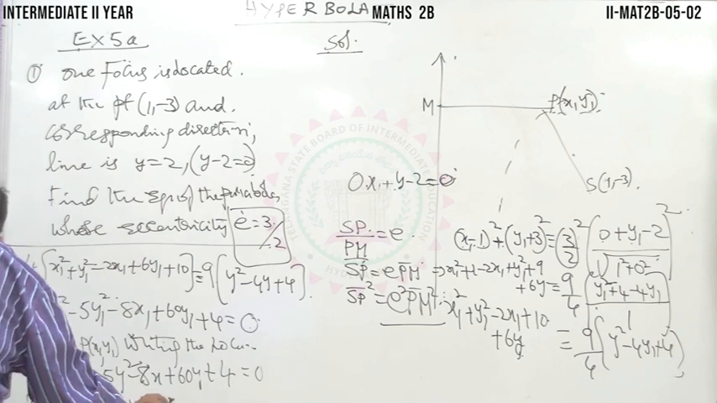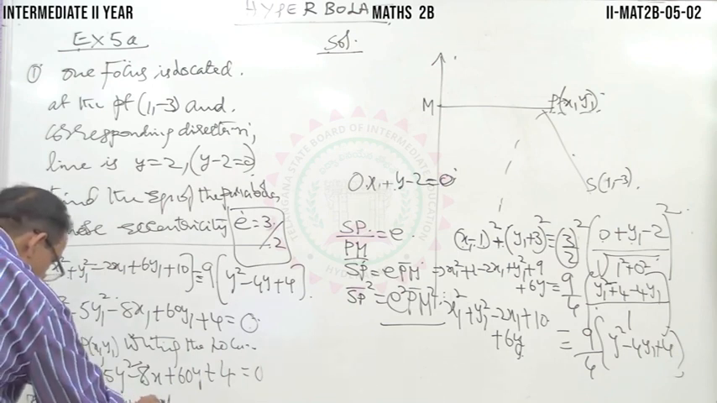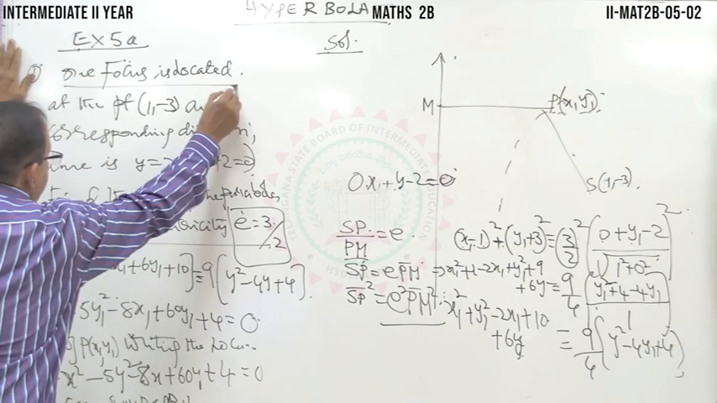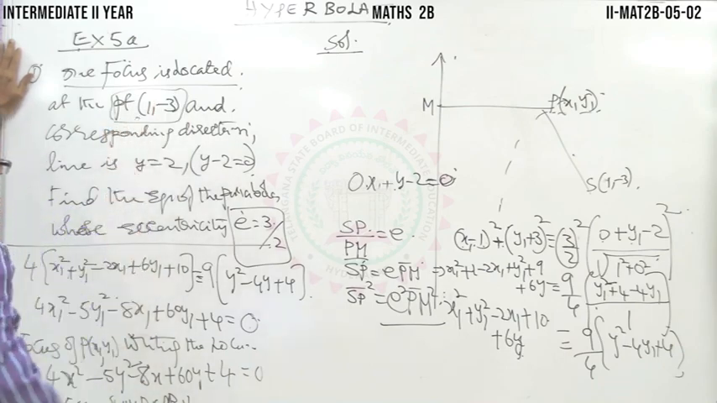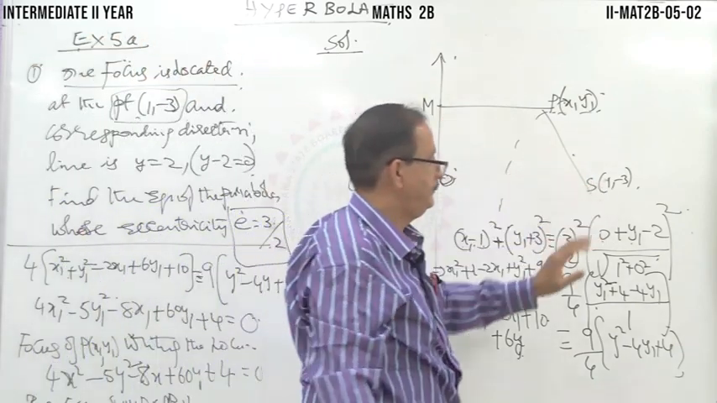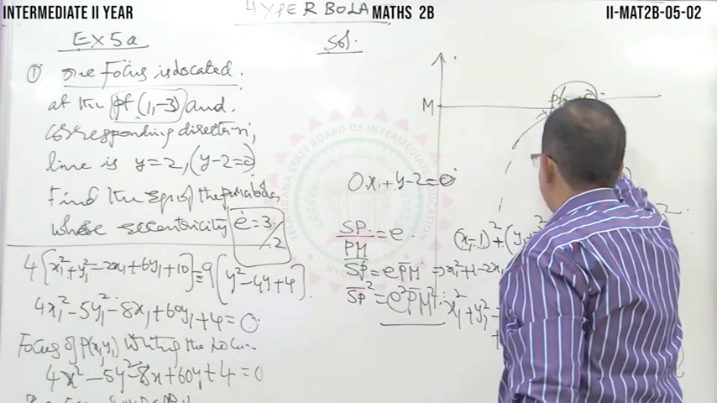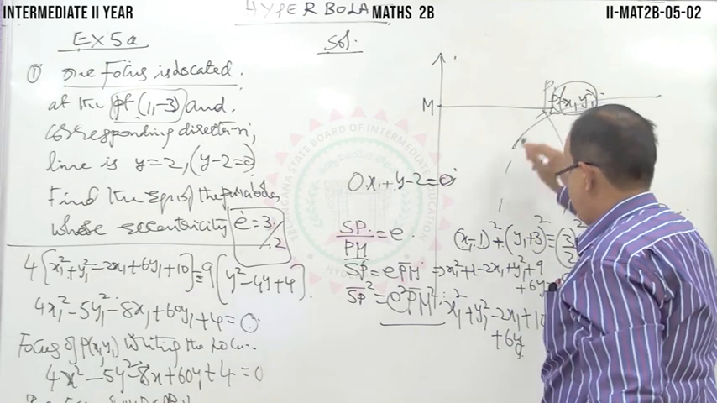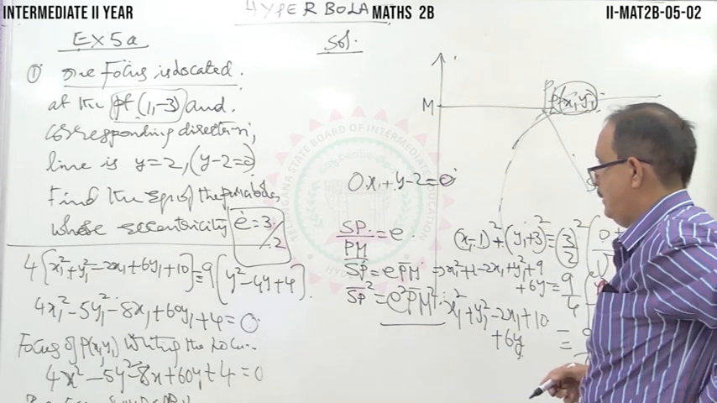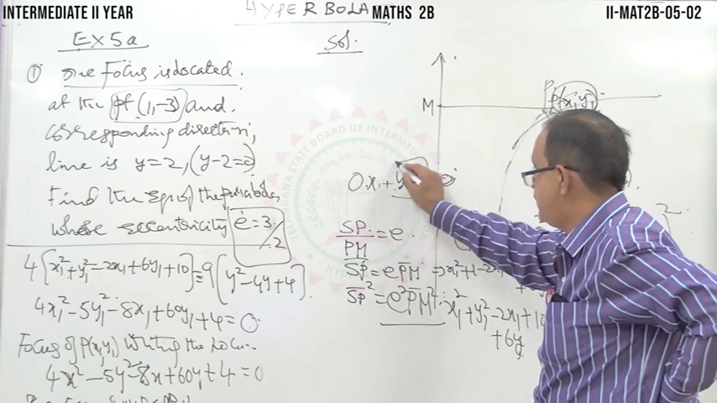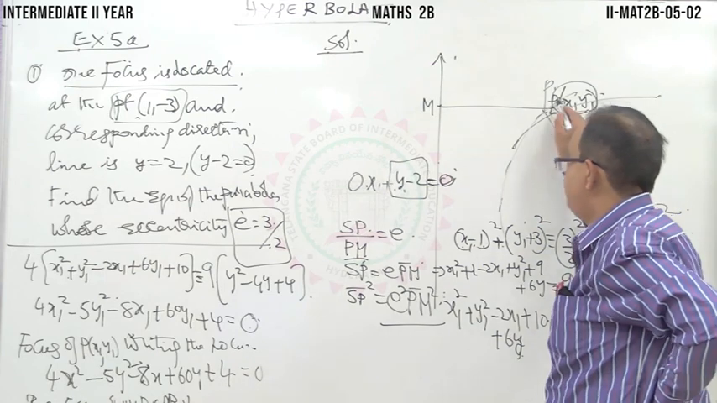Friends, what happened in this problem? For the hyperbola, we have been given a focus and a point is located. The focus is located at the point 1 comma minus 3, which we have indicated here as S. And a point P is considered as x1 y1 on the curve of this hyperbola. And the distance from this point P to the directrix, which is given to us as y minus 2 is equal to 0, we have taken as PM.